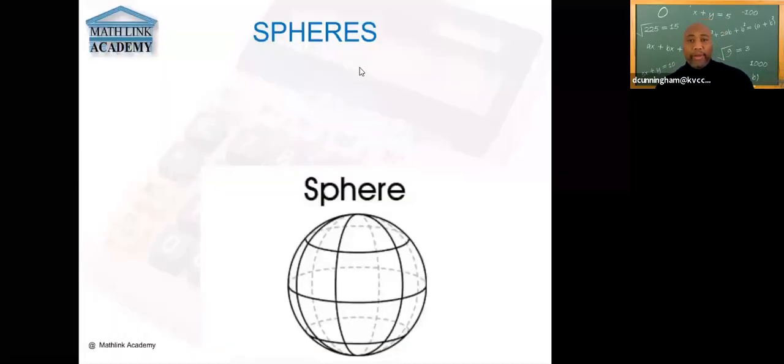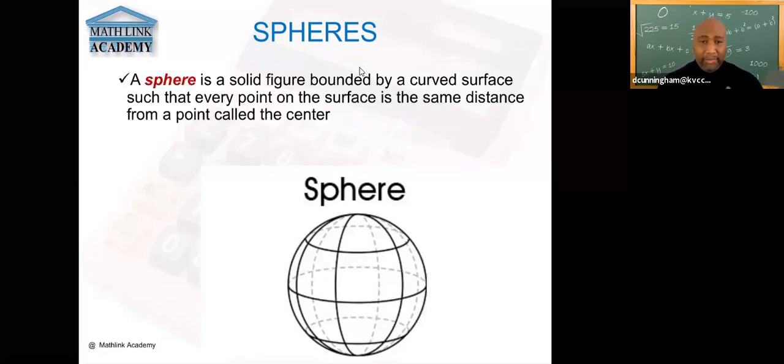So let's talk about the sphere. And this is the shape of it. You can see there's circles inside of it that make it. So we're going to use some formulas that are similar to circles as far as area, maybe some level of looking at some other type. So let's talk about the sphere.